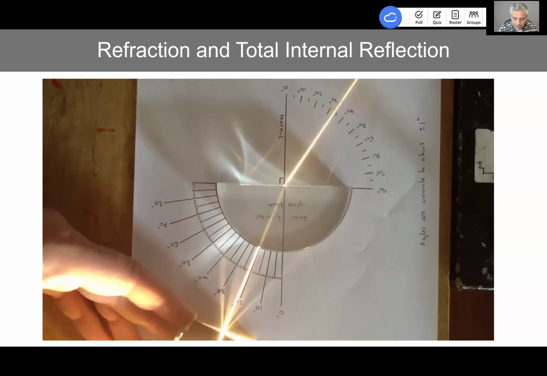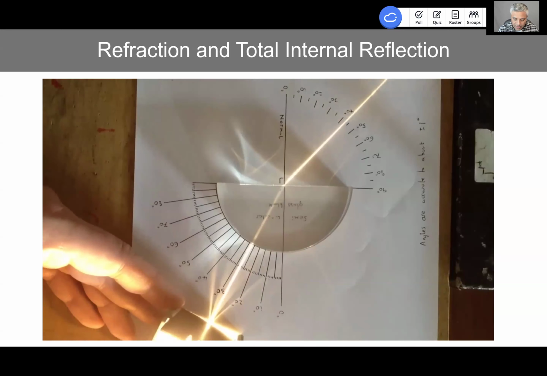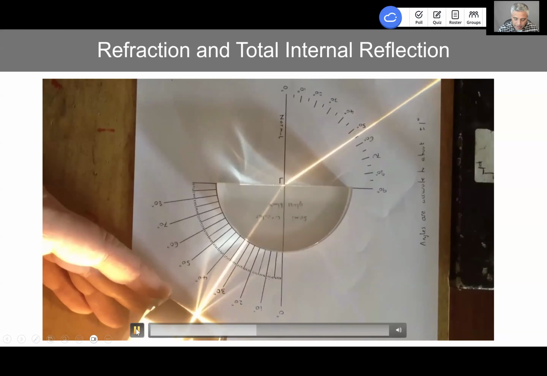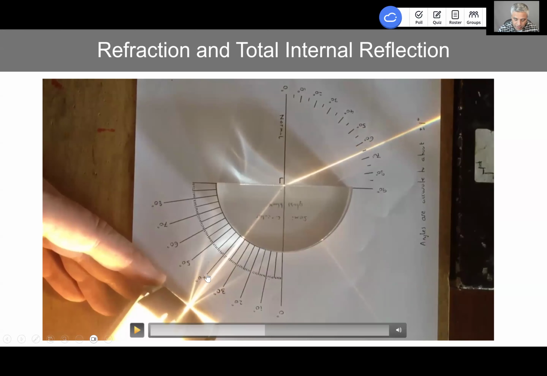So as the angle of incidence increases, the angle of refraction also increases. But something happens at a particular angle of incidence. Now around 40 degrees here, you see there is a refracted ray, but there is also a reflected ray. Now it's reflecting back into the glass following the law of reflection. So in that case, the angle of incidence is going to be this.